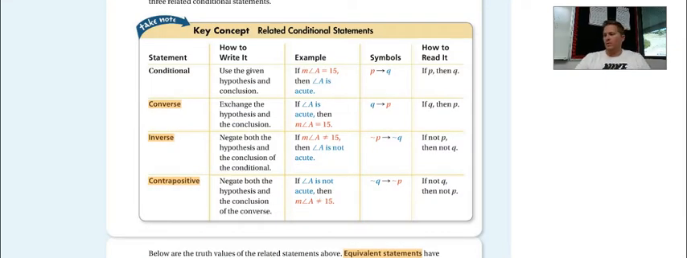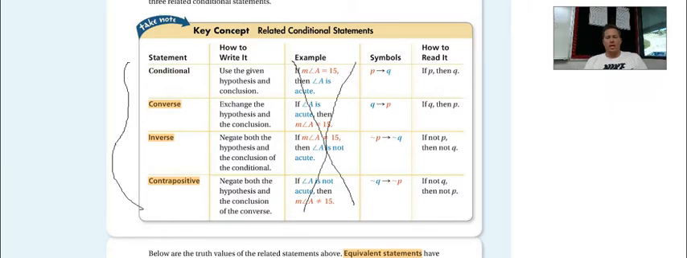Let's go on, and we're going to write this whole box down. When you're writing down the box, you can skip the examples, but make sure that you write down the symbols and how to read it. We have the conditional, which is the hypothesis and the conclusion: if P then Q. The converse is the opposite, so switch: if Q then P. The inverse is negating, so not P, not Q, and the contrapositive is switching it: not Q, then not P.